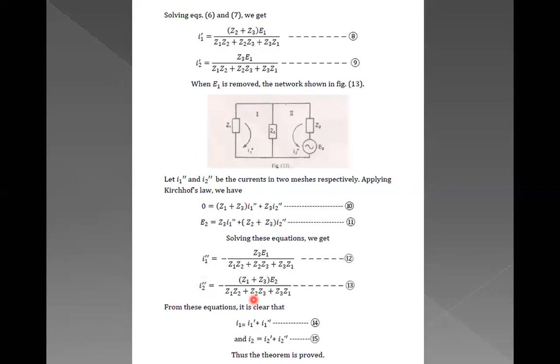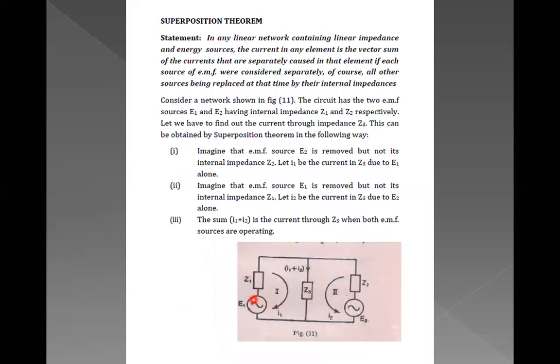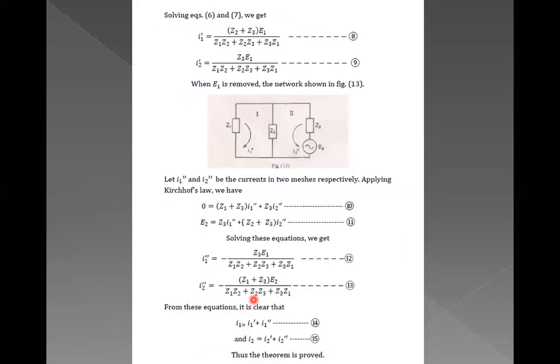What was I1 dash and I2 dash? They were obtained when the one source is removed. Similarly, I1 double dash and I2 double dash are nothing but the currents when the other source in the other mesh was removed. So this is nothing but the superposition theorem. I just want to repeat the statement for the superposition theorem using equations 14 and 15.